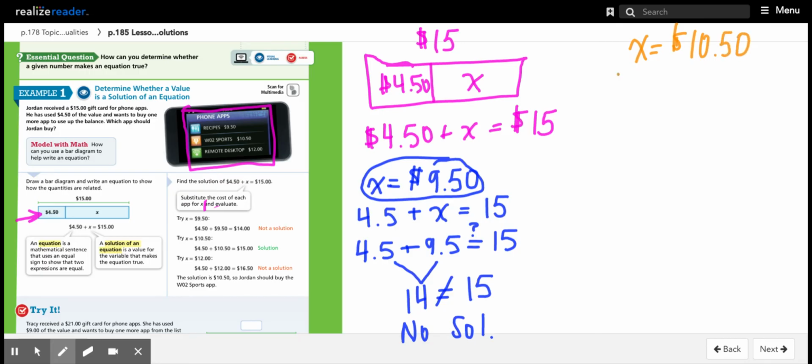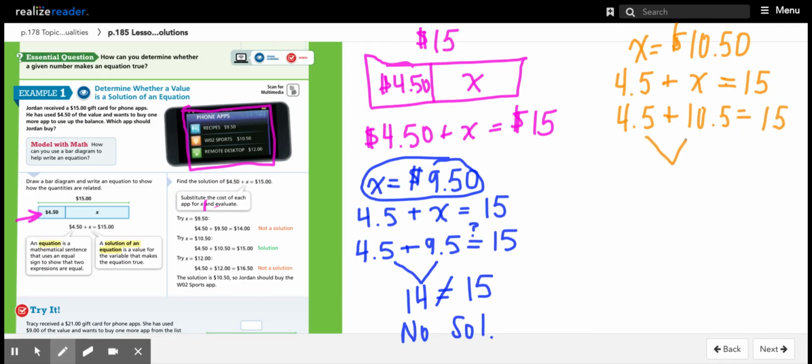I have 4.5 plus X equals 15. So do I know what X equals? Yes, X equals my 10.5. So let's plug it in. 4.5. You should be doing all of this in your notebook just like I am.